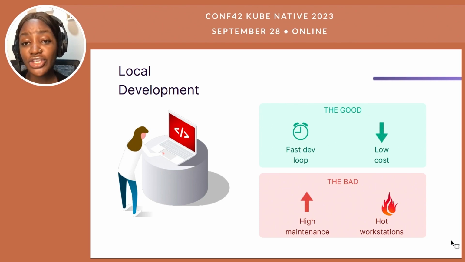And because everything is running locally, it means that you'd have a faster inner dev loop, right? Because as soon as you make a code change, you can quickly test it against its dependencies. Another great thing about this is that it's also relatively cheap, right? Because you don't have to spend money on Kubernetes clusters. I mean, we all know how expensive that can be.